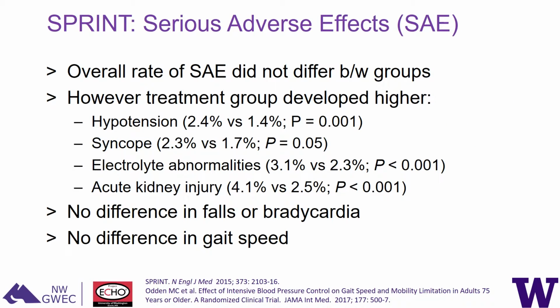And there were serious adverse events that they reported as well. But overall, the serious adverse events didn't differ between the groups. There were higher rates of hypotension, syncope, and electrolyte abnormalities in addition to acute kidney injury. And as a geriatrician, I am most concerned about falls and bradycardia in individuals and changes in a person's functionality. Fortunately, they didn't show a difference between any falls or changes in gait speed during this time interval.